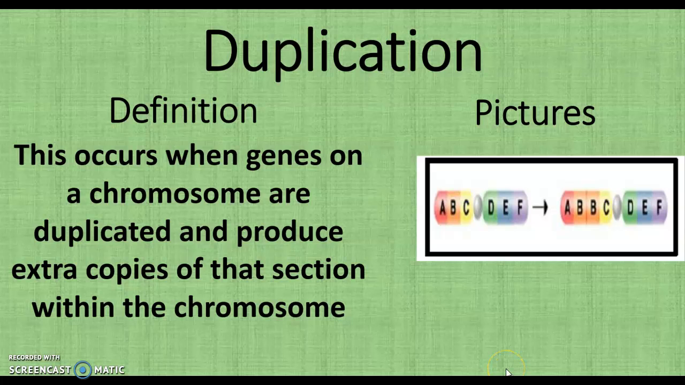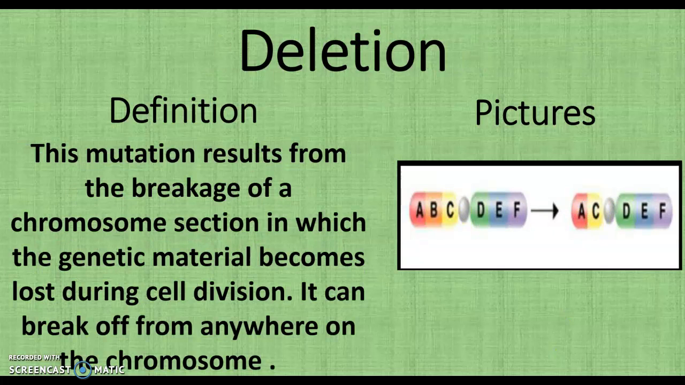So we'll just look at these really quickly, the definition and the pictures of them. Duplication, where you have extra copies of a particular section of a chromosome, and you can see in the picture what it looks like here. So we have a duplicated section here. Whatever this gene is at section B, we've got an extra section of that.